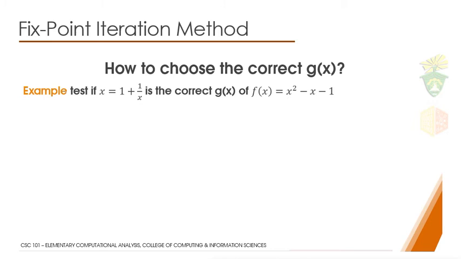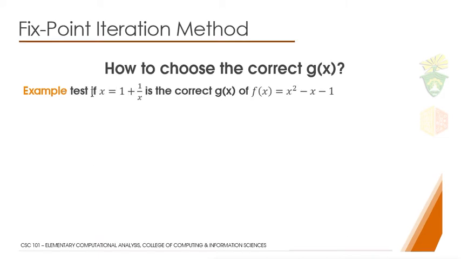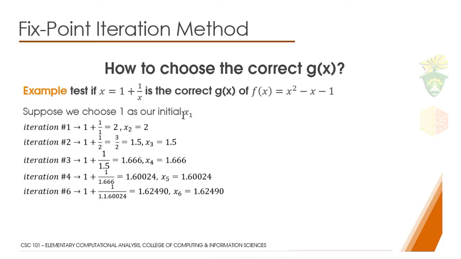Example, okay? I-test nato ni kung unsa ka sakto. So, i-test nato si kanang g of x, if this is a correct g of x for this equation. So, pangitaan nato ang solution gamit ang fixed point iteration method. So, mangita tag initial nga value. For example, 1 as our initial value. Okay. And then, let's try to solve that.